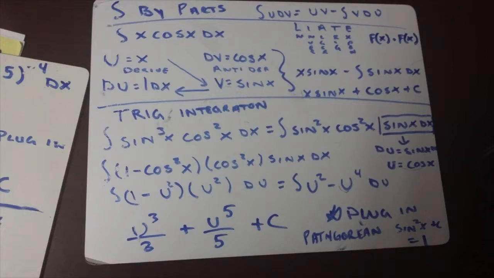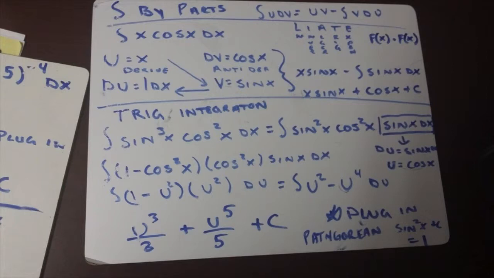Now going back to our equation of uv minus the integral of v du, we plug in, giving us x sine x minus the integral of sine x dx. As we integrate, we end up with x sine x plus cosine x plus c. And that is how you do integration by parts. Our next method is trig integration.